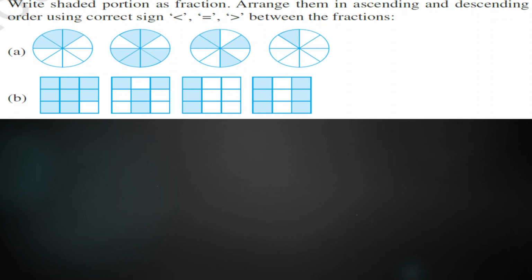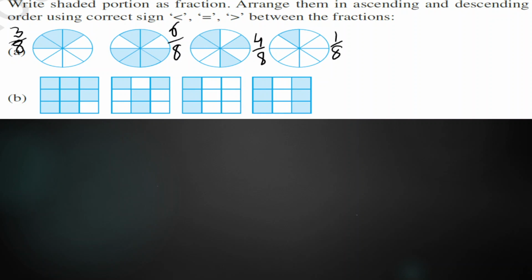Let me write the fraction for this figure. Here the fraction becomes 3 by 8 because out of 8 equal parts, 3 parts are shaded. Here 6 parts are shaded out of 8 equal parts, and here 4 parts are shaded out of 8 equal parts, and 1 part is shaded out of 8 equal parts.